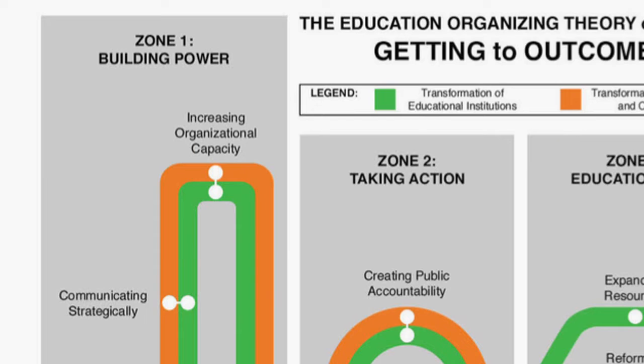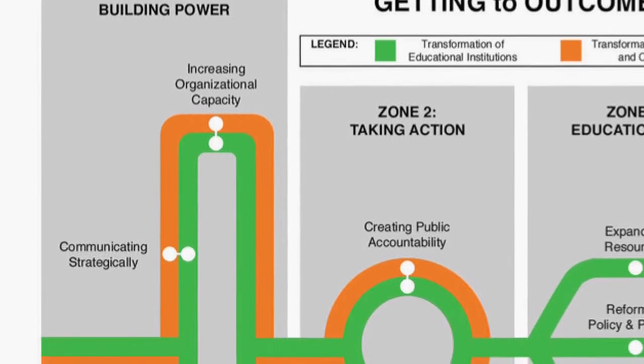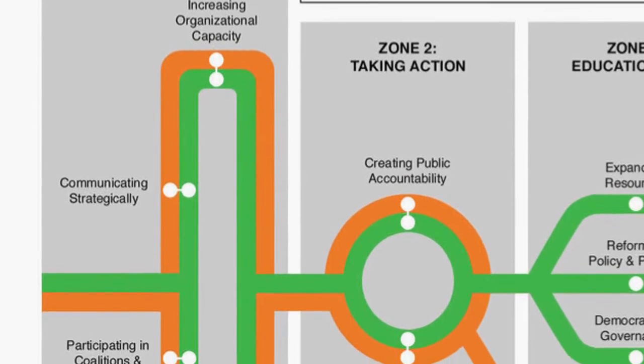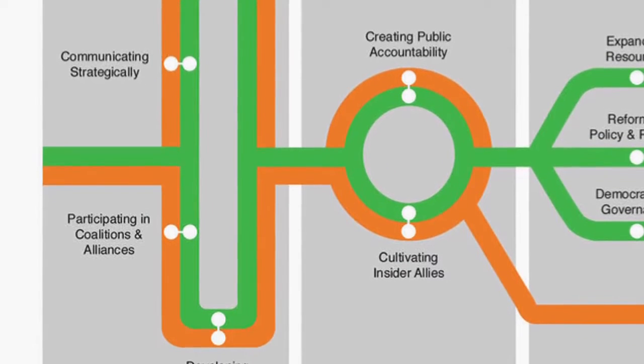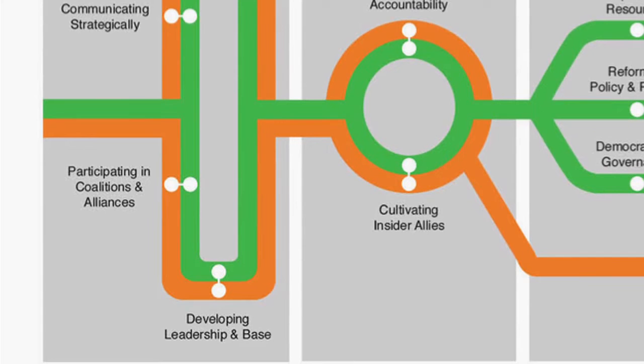In the first zone, which is building power, there are a set of strategies that primarily focus on building the strength of the organization and its members. Here you see the green and orange lines run together because as the organization is being built, the members and the leadership are also being developed. That is a simultaneous process.